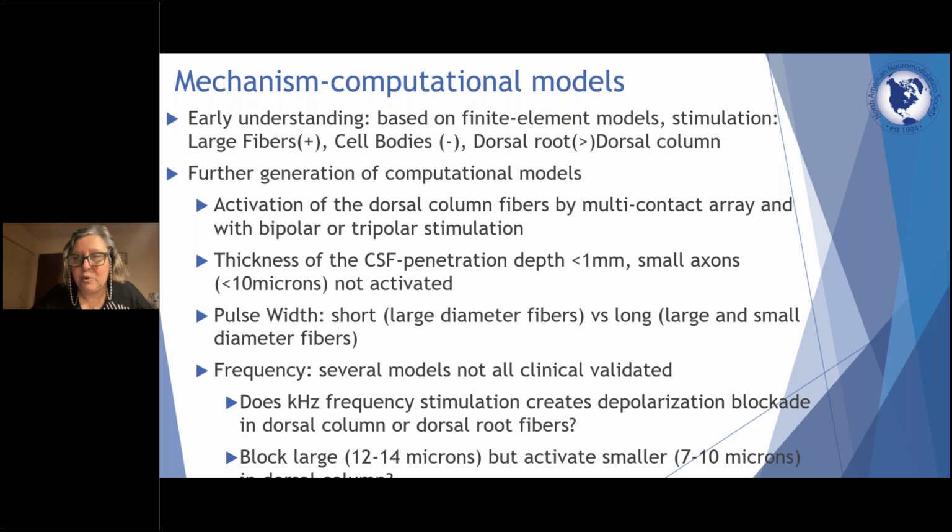Our understanding of the mechanisms of spinal cord stimulation comes from finite element models of stimulation. The basic understanding is that we actually activate the large fibers, but much less so cell bodies, and also the dorsal roots are usually activated much more easily than the dorsal columns. The presence of the CSF is also very important. If you have very little CSF, the threshold of activation is much lower, as opposed to a higher amount of CSF, which actually shunts the current away from the stimulation. So that is probably why you have much less stimulation in the cervical area than in the mid-thoracic and lumbar area.